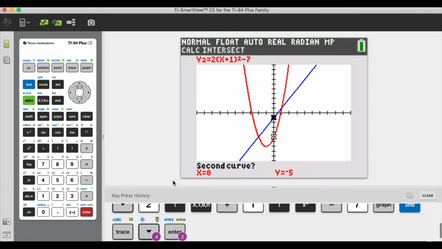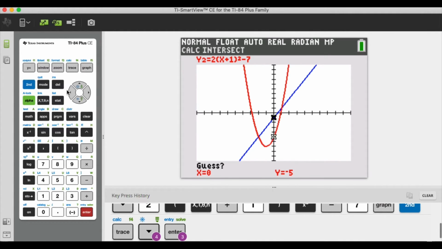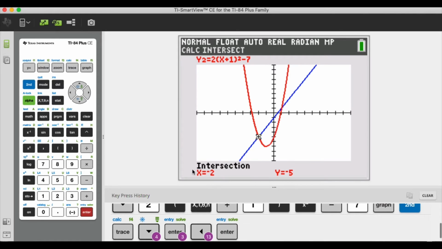Second curve is the parabola. I hit enter. Now it says guess. So to guess, I'm just going to move the cursor to where it looks like the two graphs intersect. Hit enter. And notice it gives me the XY coordinate. Now, that's my first point.